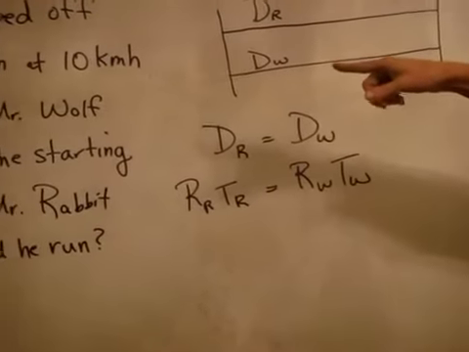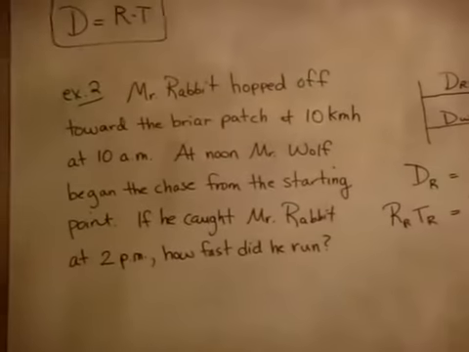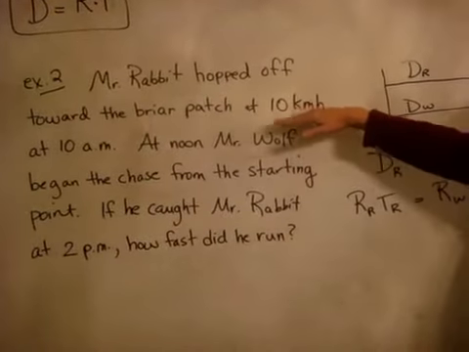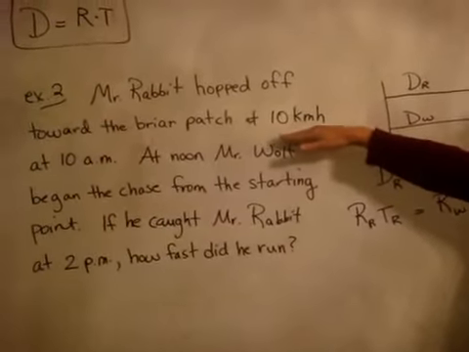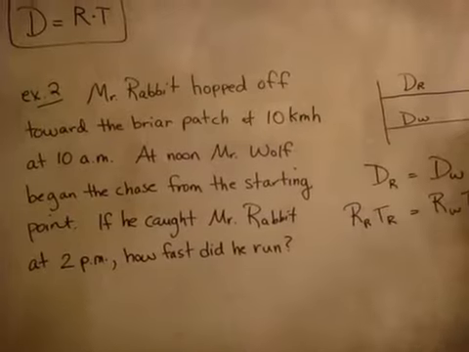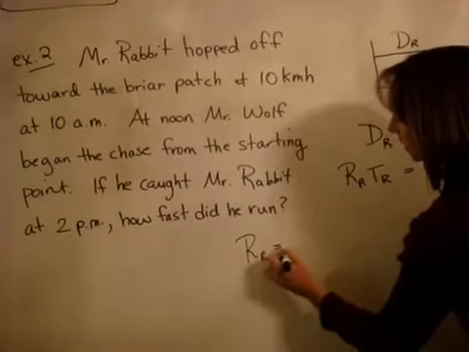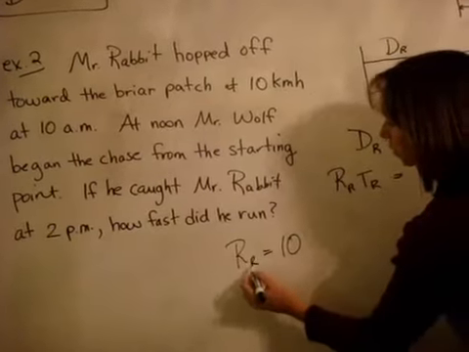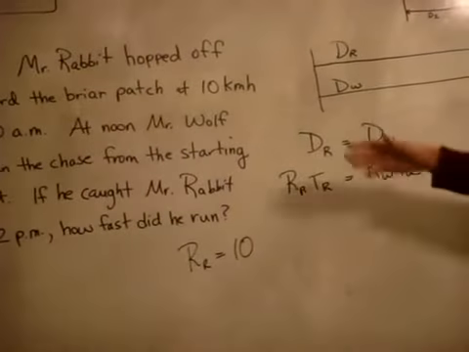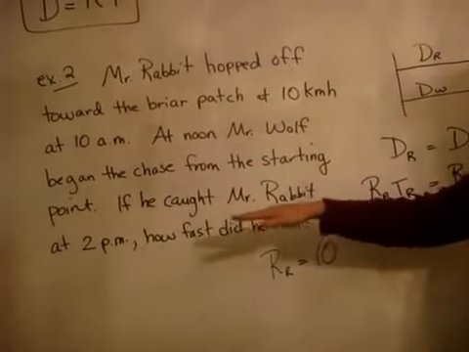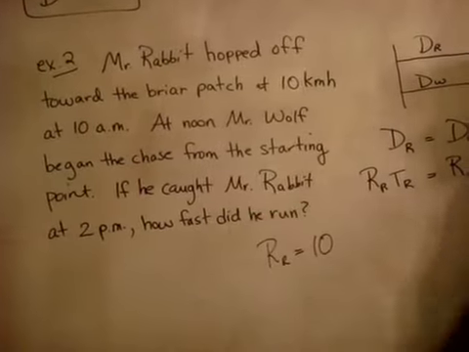Now we go back to our problem and we write down everything that we know from the problem. We have that Mr. Rabbit's rate is 10 kilometers per hour. So I'm going to write that down. The rate of the rabbit equals 10. We'll put in the units at the end. We don't know the rate of the wolf. That's what we're trying to figure out, how fast. The speed is our rate.